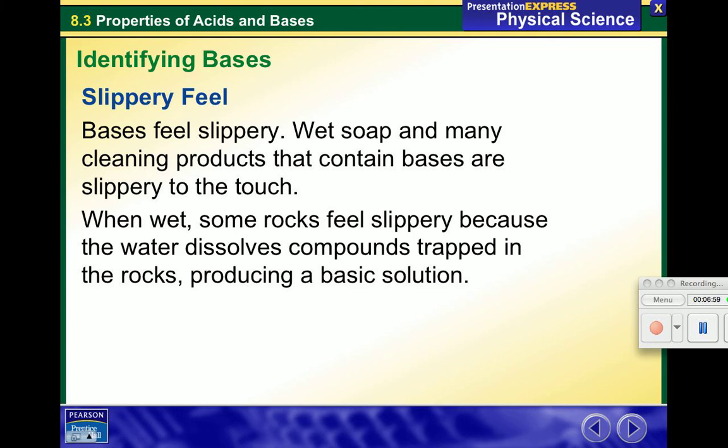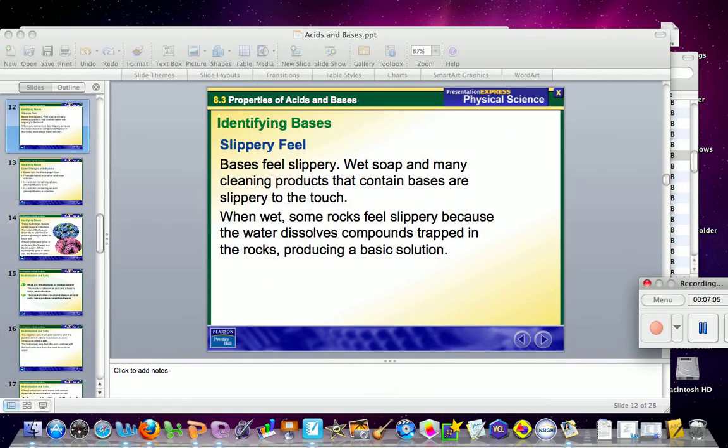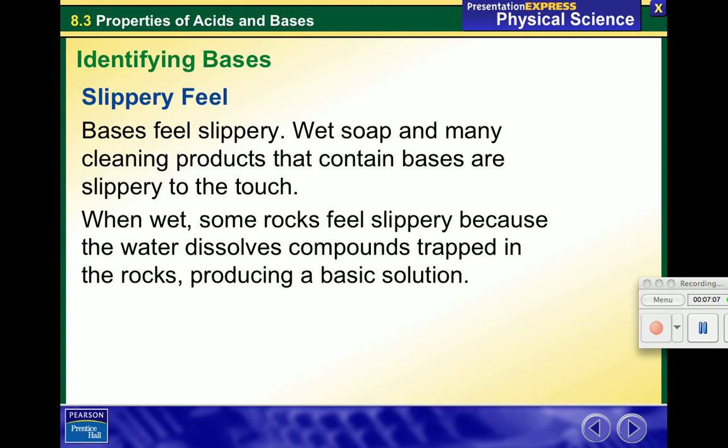Another characteristic of bases is that they're real slippery to the touch. Clorox bleach. So Clorox is a very famous base, and if you ever felt Clorox bleach, it's very slimy, feels very slimy. Many soaps and cleaning products contain bases, and so they're very slippery to the touch.